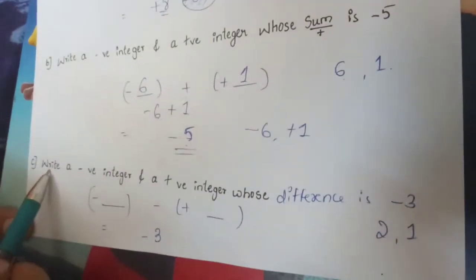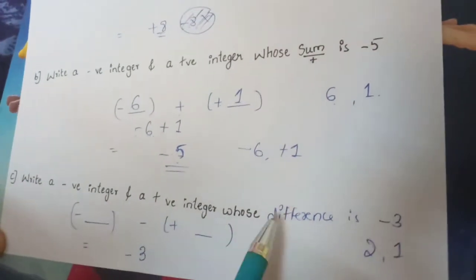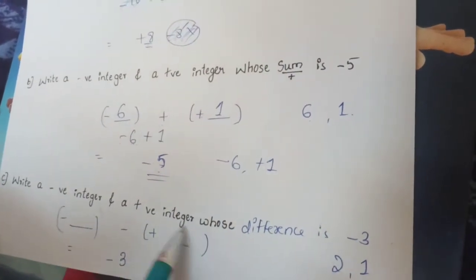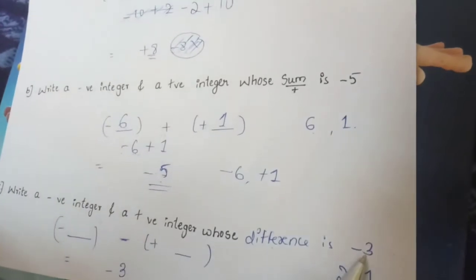Let's move to the next question. Write a negative integer and a positive integer whose difference is minus 3. A negative integer, a positive integer, and we need to find the difference and we need to get minus 3.